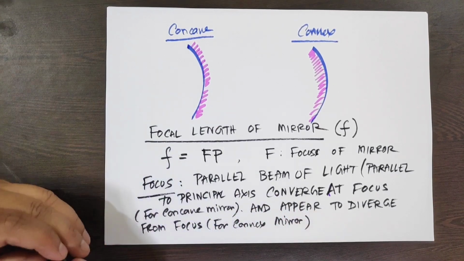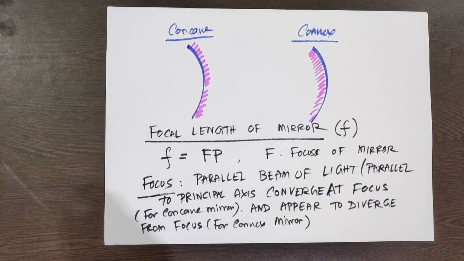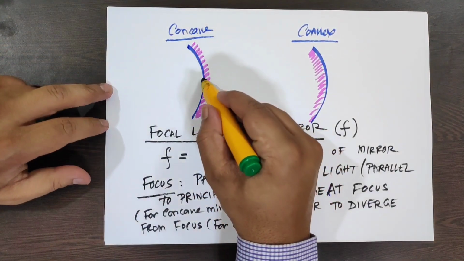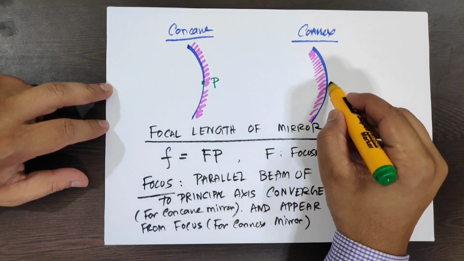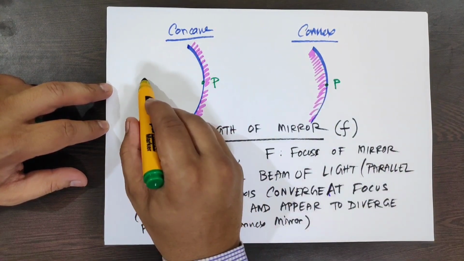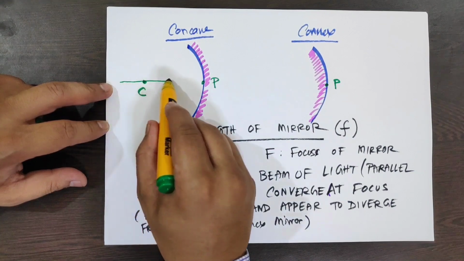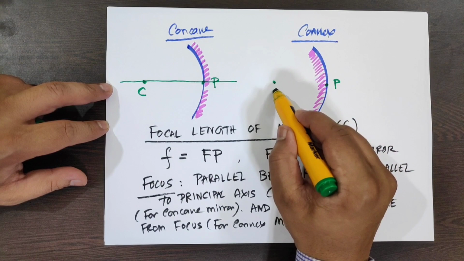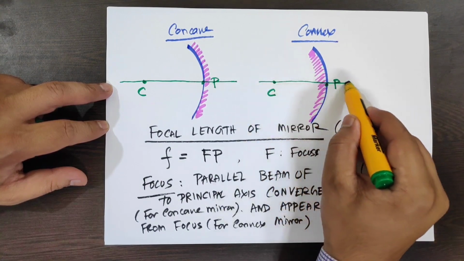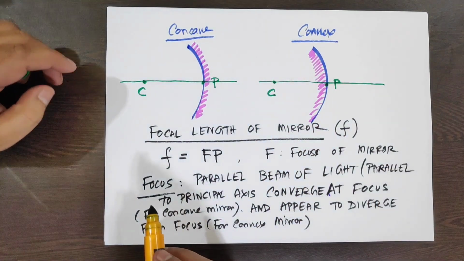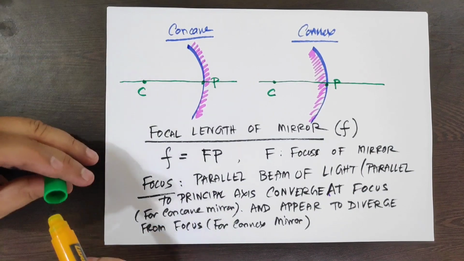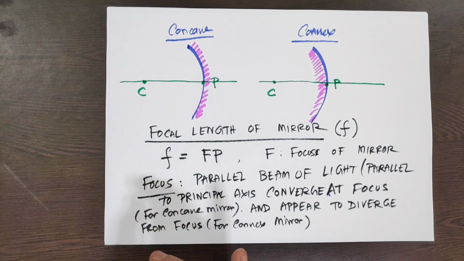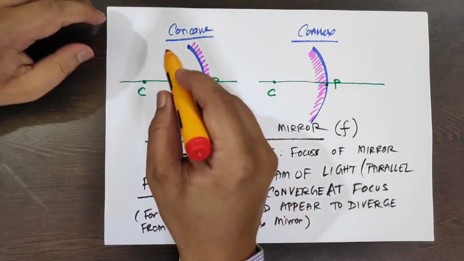Now here I will show you how. Say this. So which is the principal axis here? Say for this concave, this is the pole. For convex, this is the pole, this is the center of curvature, this is the principal axis. For the convex one, this is the center of curvature and this is the principal axis. And say a parallel beam of light parallel to the principal axis is incident on the concave mirror.